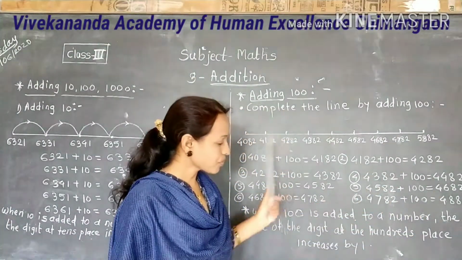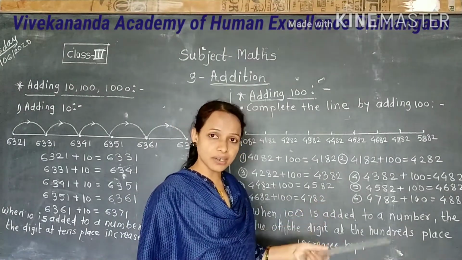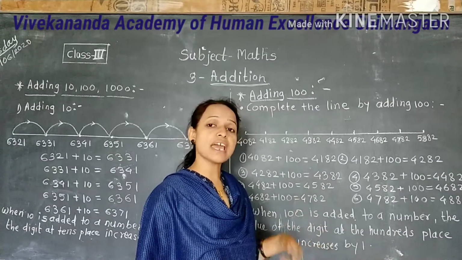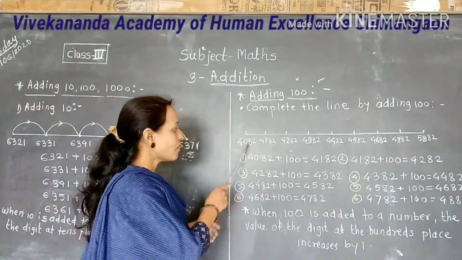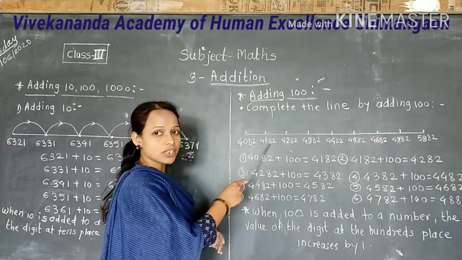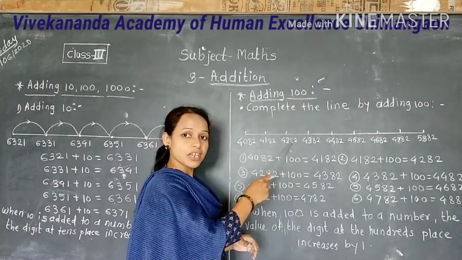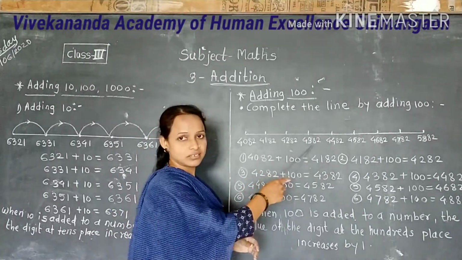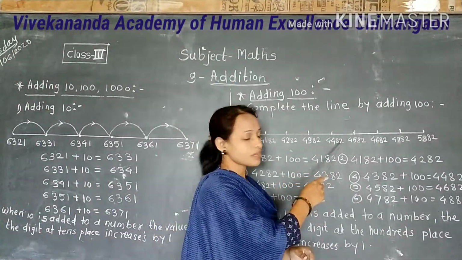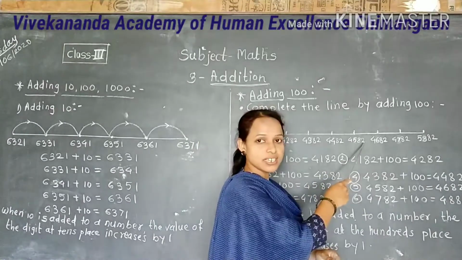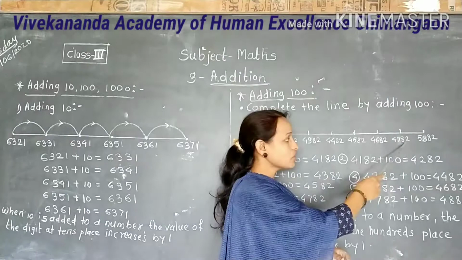In this way, to every number we add 100, we get a number, and to that next number we add 100, and we complete this number line. So after adding 100, we got this sum. After adding 100, we got the next number, and again after adding 100, the next number.